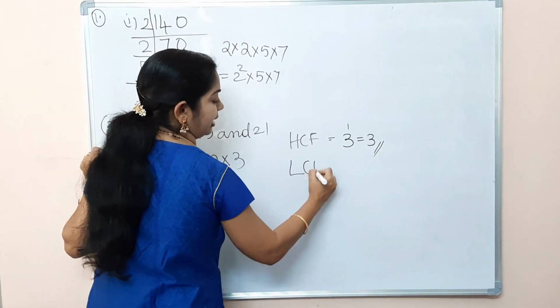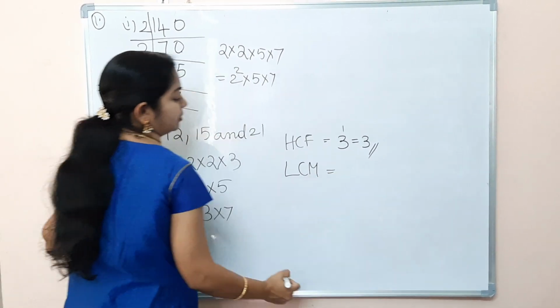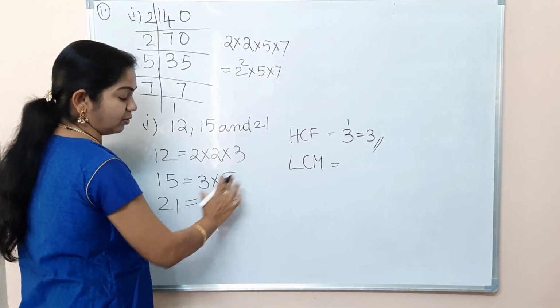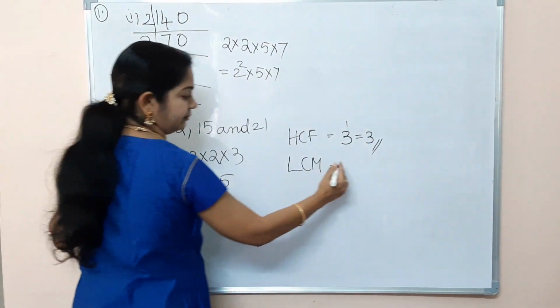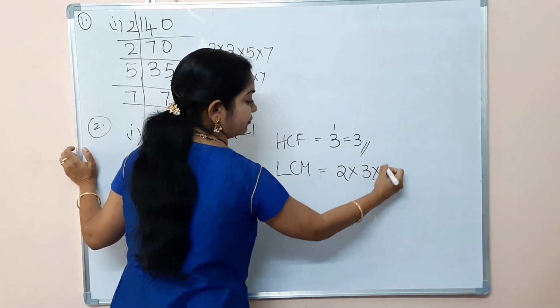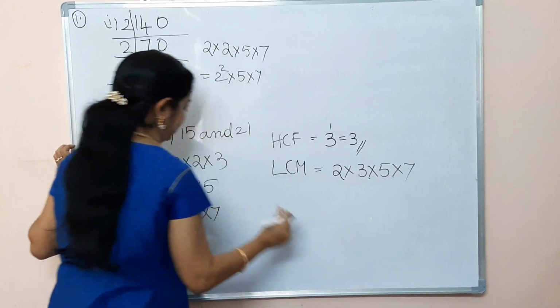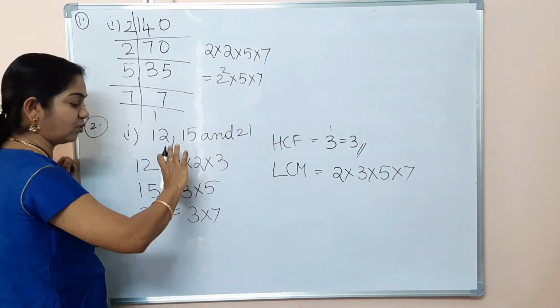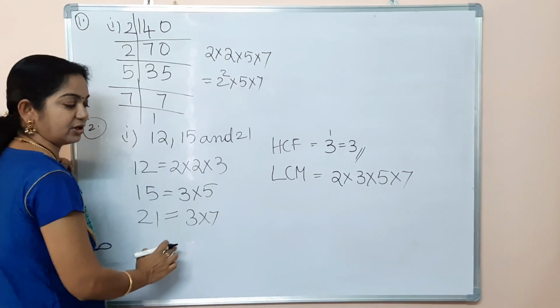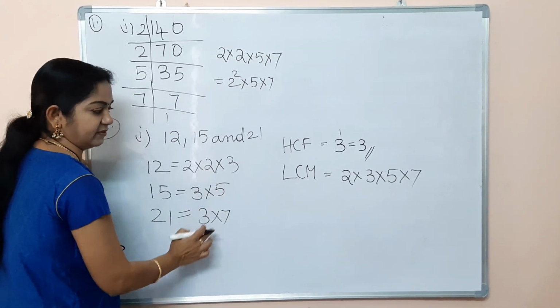And let's see the LCM. What I've told about the LCM: you have to note down all the factors. 2, 3, 5 and 7. See, I did not take only the common ones. I have taken each and everything, all factors which are involved. 2, 3, 5, 7. Okay.